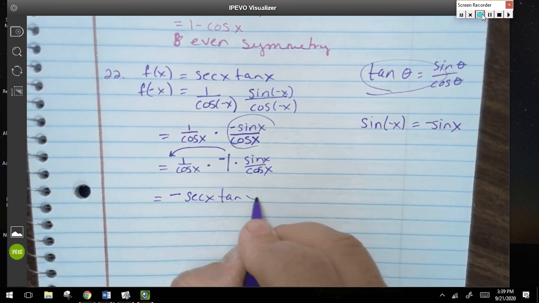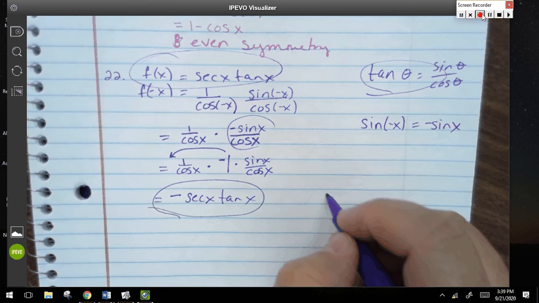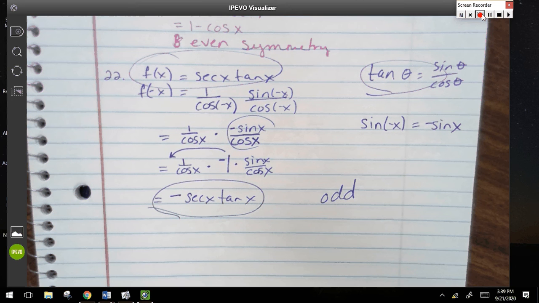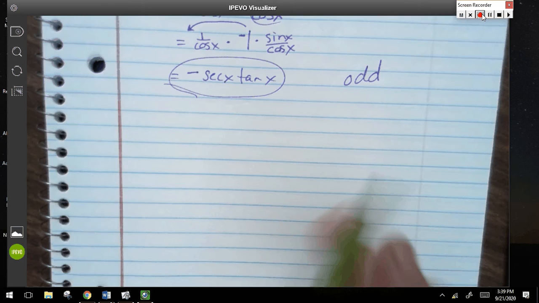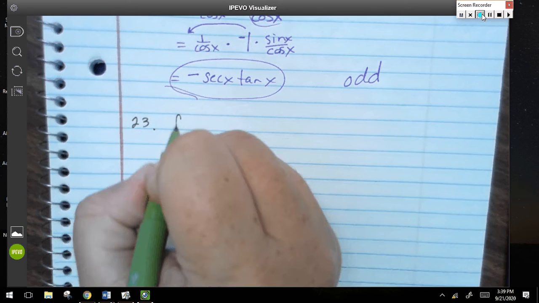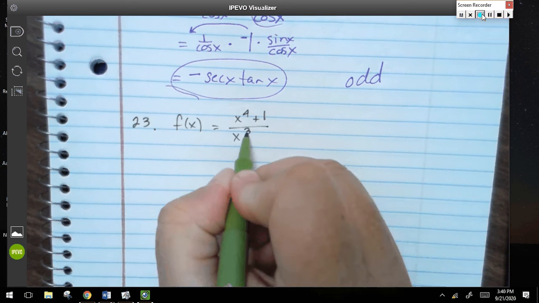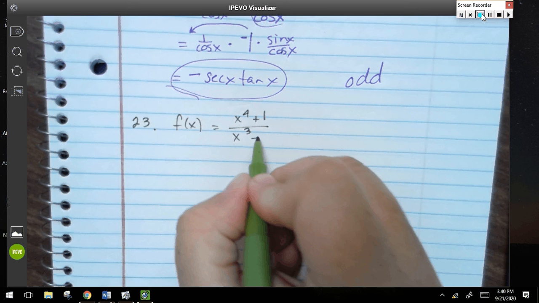x to the 4th plus 1 over x to the 3rd minus 2x. So I want to do the negative x. I'm just putting in a negative here for every single one. Minus 2 times negative x. Alright, so what I want to do is come through here and simplify.